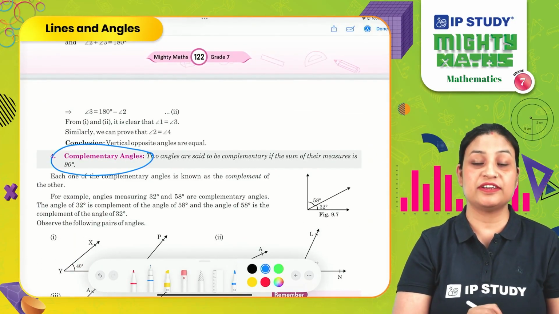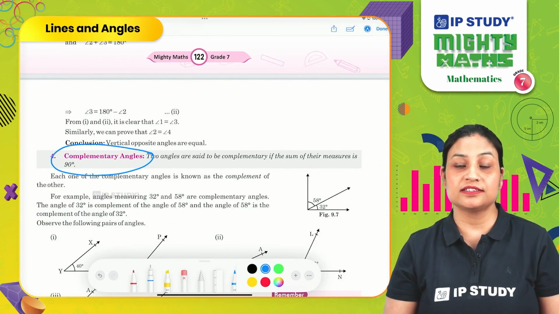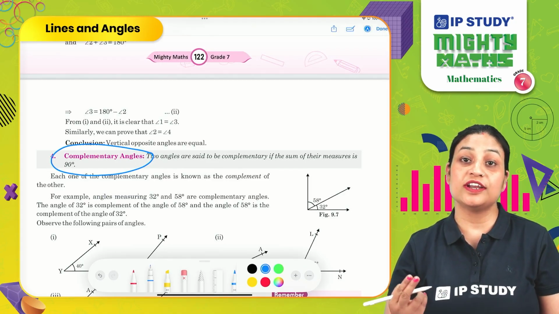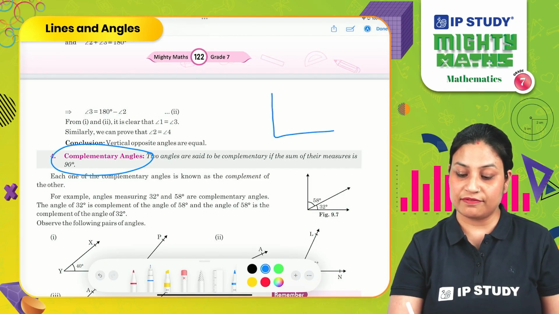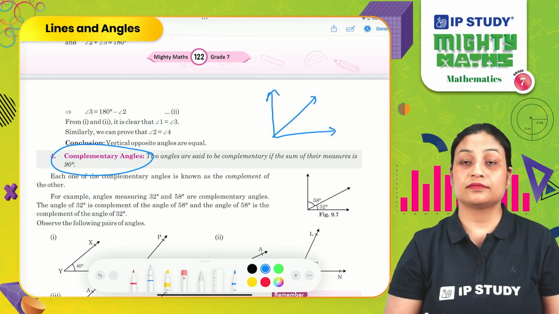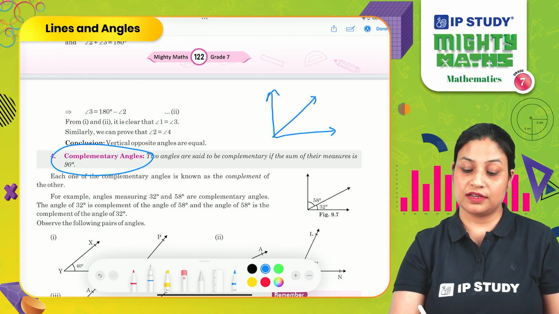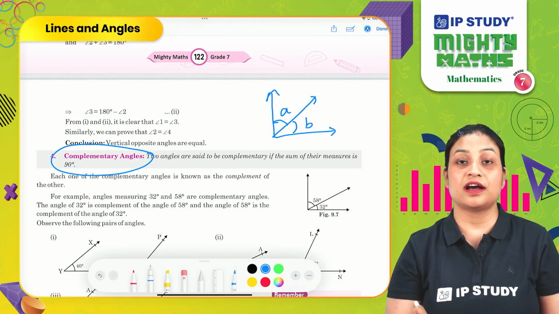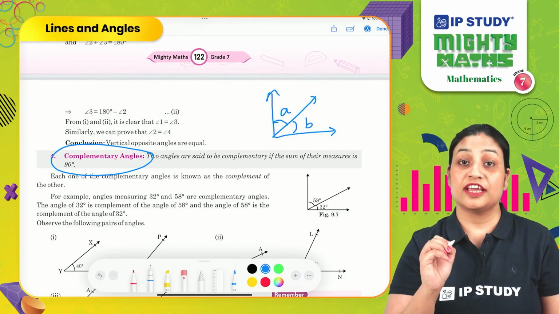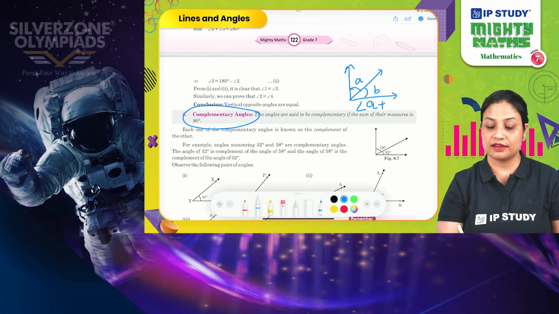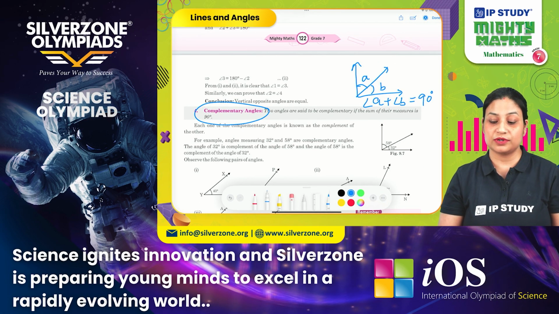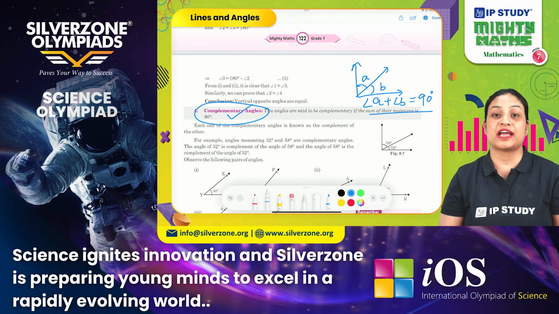Next we have complementary angles. What are complementary angles? Two angles are said to be complementary when the sum of these two angles is equivalent to 90 degrees. Suppose I have a pair of adjacent angles over here. Let's say this is angle A and this is angle B. These angle A and angle B are said to be complementary to each other if the sum of angle A and angle B is equal to 90 degrees. Am I clear, students? So this is all about complementary angles.